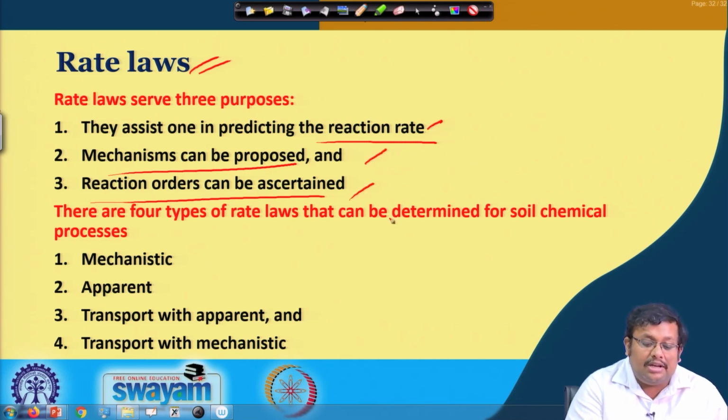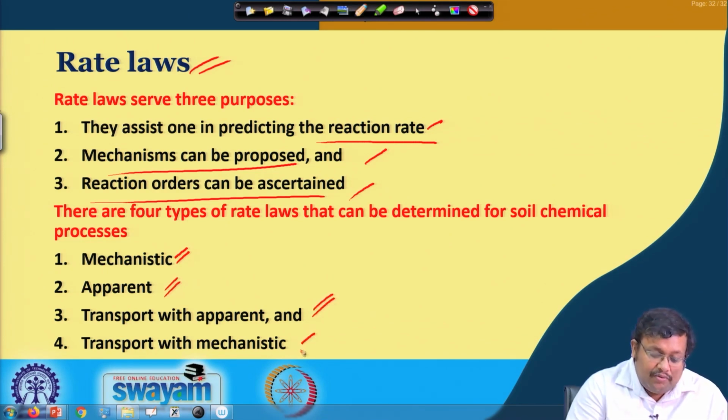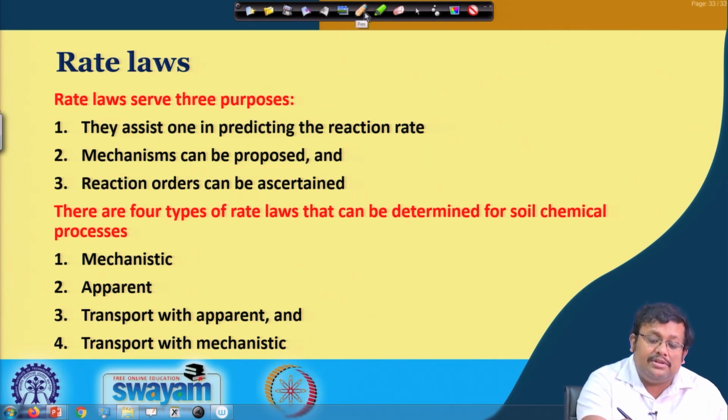First of all, it assists in predicting the reaction rate, second, it predicts the mechanism, and thirdly, reaction orders can be ascertained. Now, there are four types of rate laws that can be determined for soil chemical processes. One is mechanistic rate law, another is apparent rate law, the third one is transport with apparent, and the fourth one is transport with mechanistics. So, we will now see what the differences are between these four different rate laws.